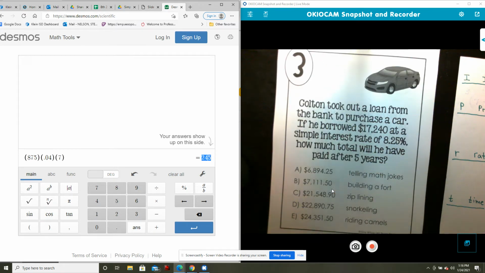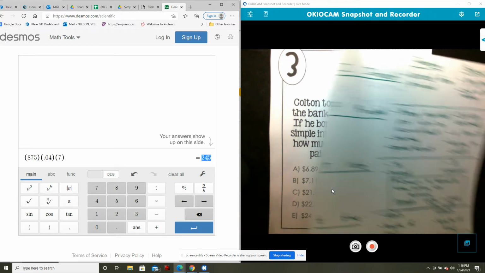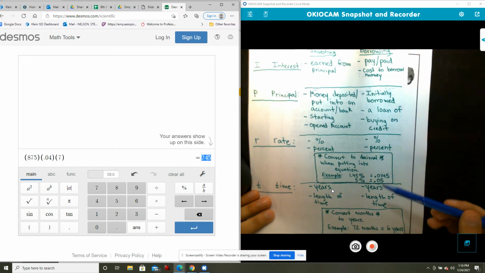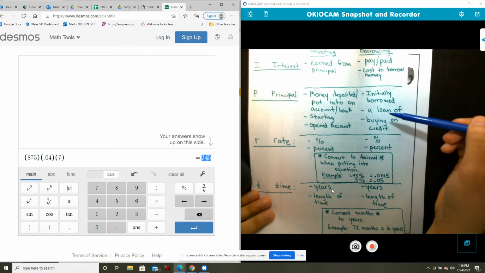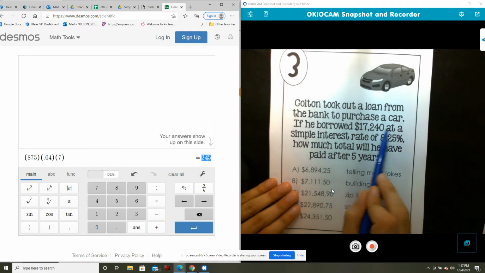All right, number 3. Colton took out a loan from the bank to purchase a car. Okay, so he took out a loan, so now we're dealing with a borrowing. So these are going to be our key words. So borrowing, so we need to look for buying on credit, a loan of, initially borrowed. So Colton took out a loan from the bank to purchase a car.